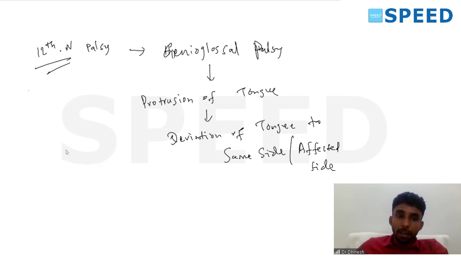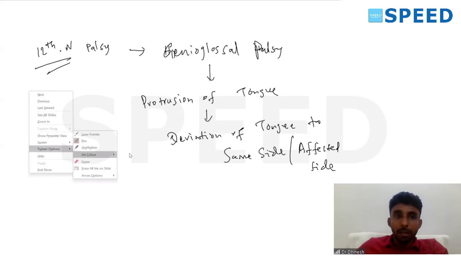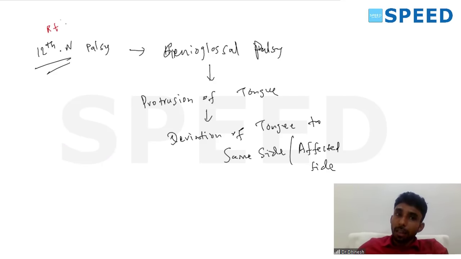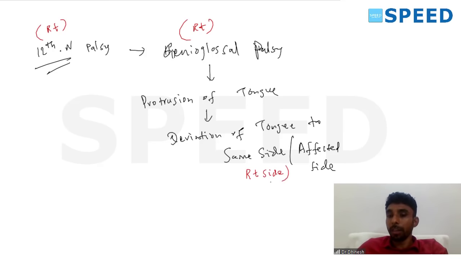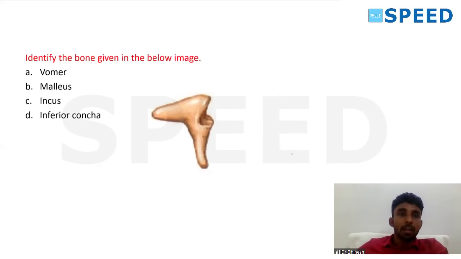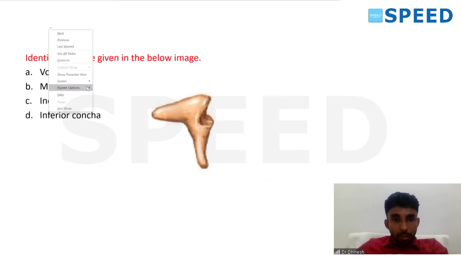For example, if there is injury to the right hypoglossal nerve, the right genioglossus will get paralyzed. Same side genioglossus muscle will undergo paralysis. So the deviation of the tongue will be to which side? Right side, same side. Yes. Fine. Let's move to the next question.